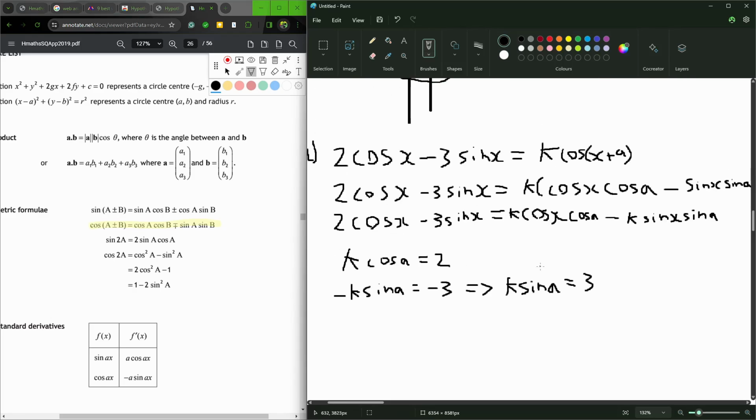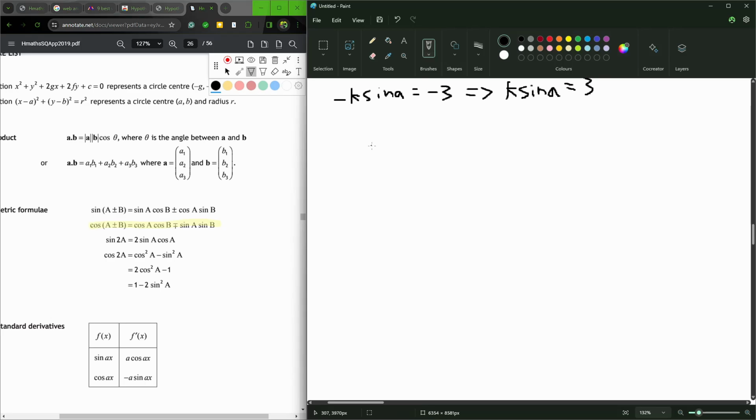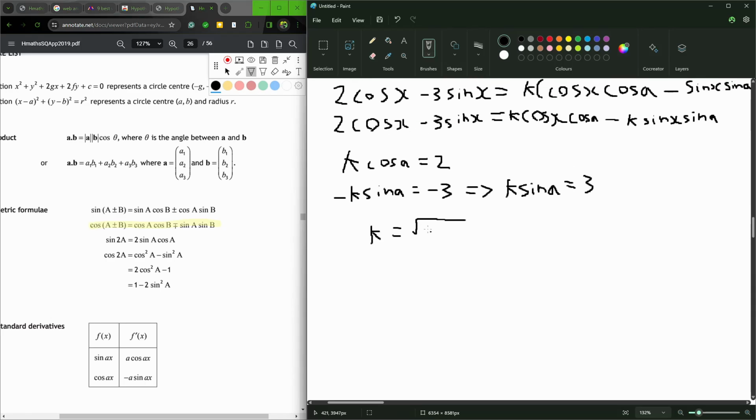And then we just need to go and calculate K. K is unfortunately pretty boring. All we're going to do is K equals root, and then it's these two numbers squared. So that's 4 plus 9, so it's root 13. Fantastic. Alrighty.